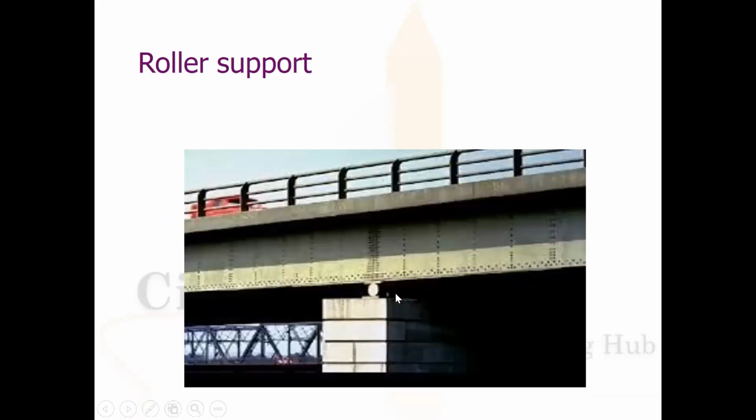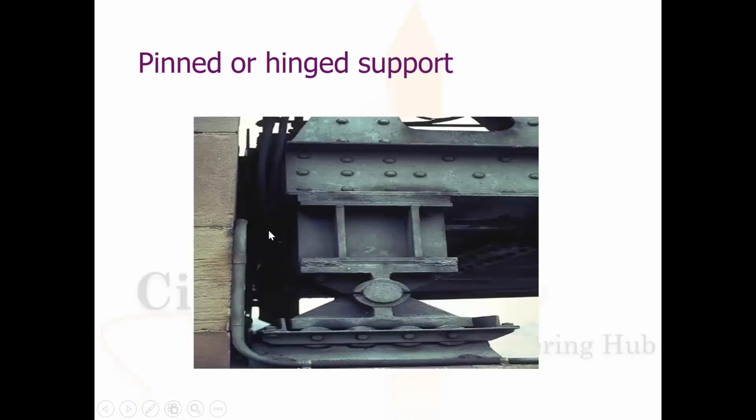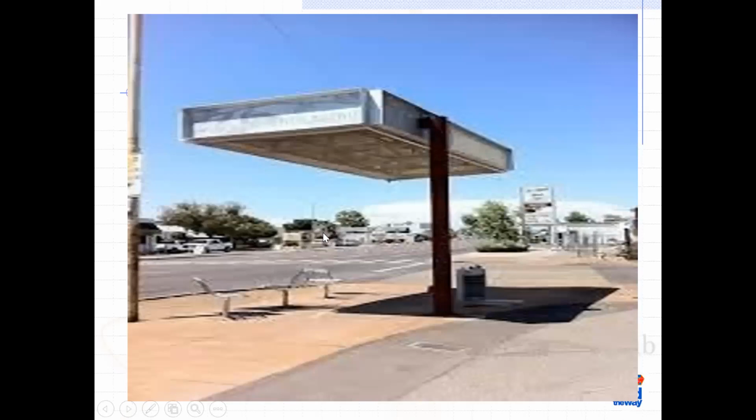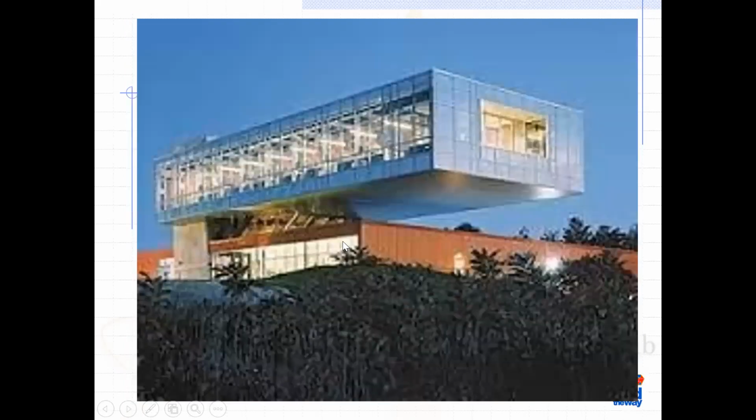This is the methodology of a roller support beam, which has been shown here. This generally happens in big bridges and other places. This is pin and hinge supports. How we do the pin and hinge supports in the girders has been shown. Cantilever beam. This is the image of a cantilever beam at the site. You can see this generally happens in petrol pumps and other areas.